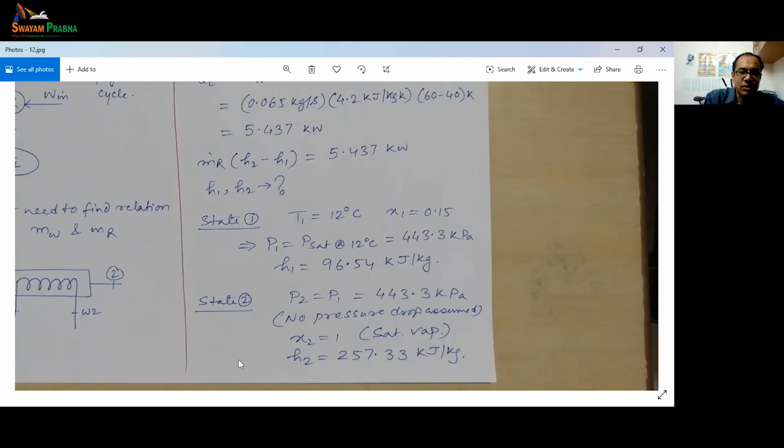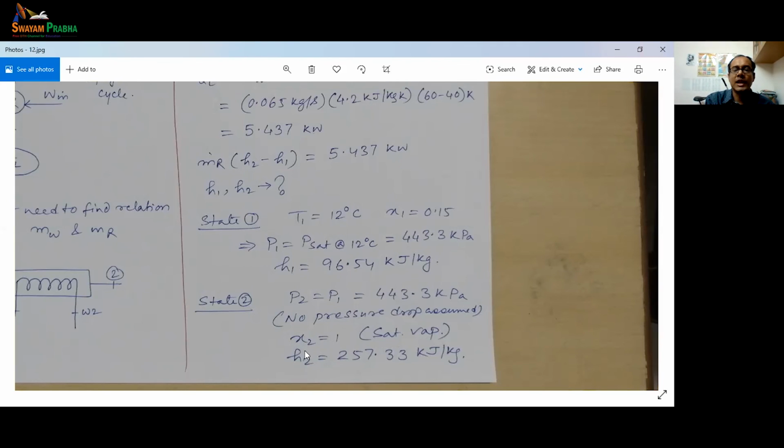Okay, and for state 2, what is given? State 2, pressure is not changing. So P2 will be equal to P1, that's 443.3 kilopascal, and no pressure drop is assumed here. Usually there is a pressure drop, but here for the ideal case, we can assume the pressure drop is negligible. And it is also given that at the exit, the vapor condition will be saturated vapor. So X2 will be 1.